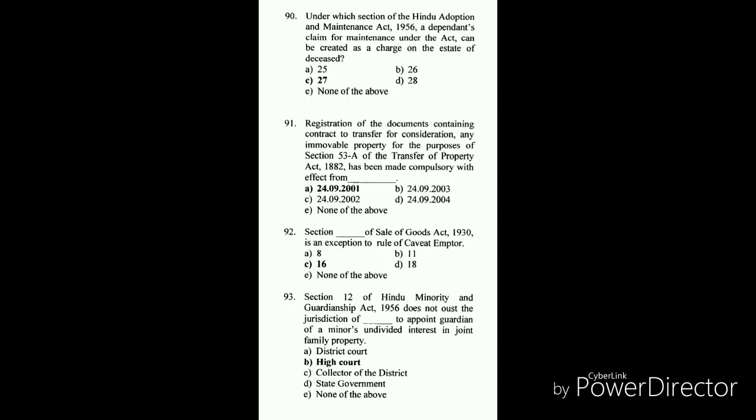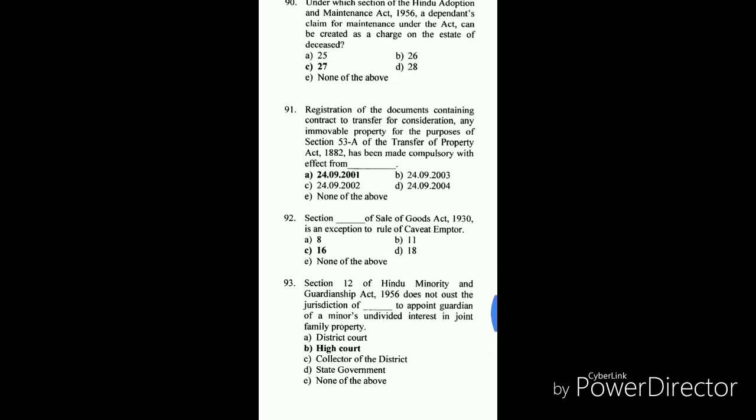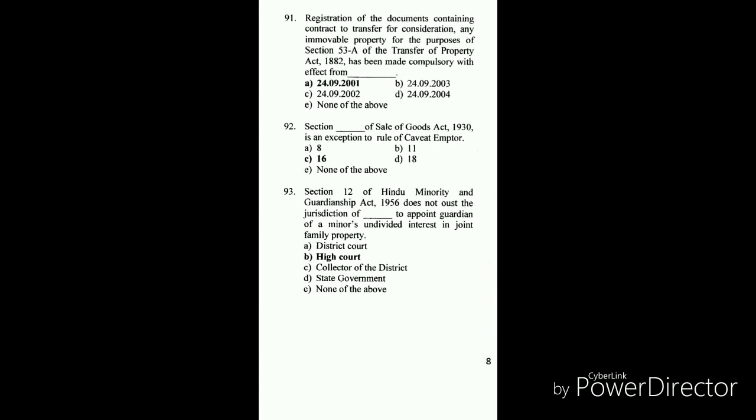Section 16 of the Sale of Goods Act 1930 is an exception to caveat emptor. Section 12 of the Hindu Minority and Guardianship Act 1956 does not oust the jurisdiction of a dash to appoint. It is the High Court.